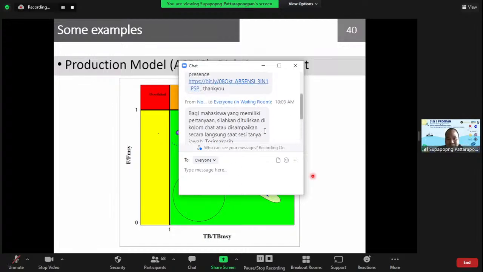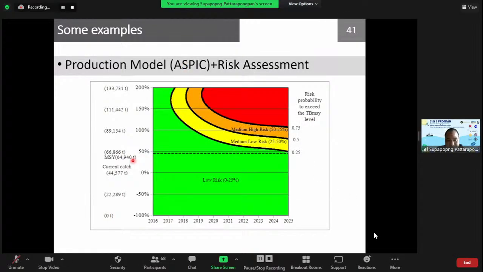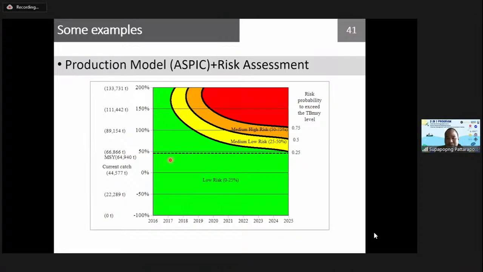And how about the risk assessment? This is the risk assessment from the current catch compared to the MSY level. This risk assessment is used to observe the total biomass, or TB, of the stingray here. The situation shows that at the current catch, the black dash line here, the catch of this species is still in a very safe situation until year 2020, when the catch will reach a medium low risk of overfishing.